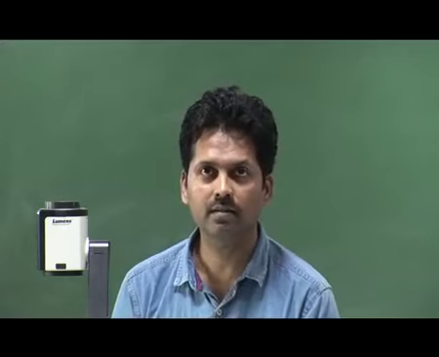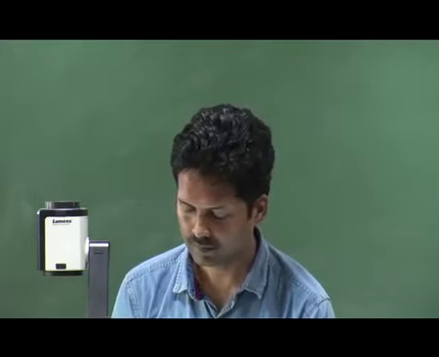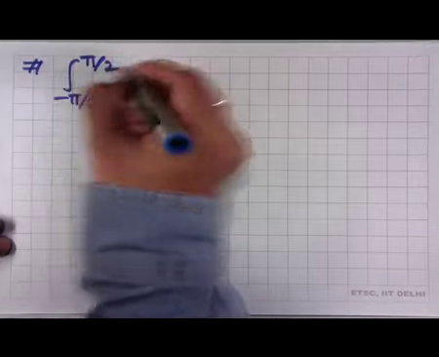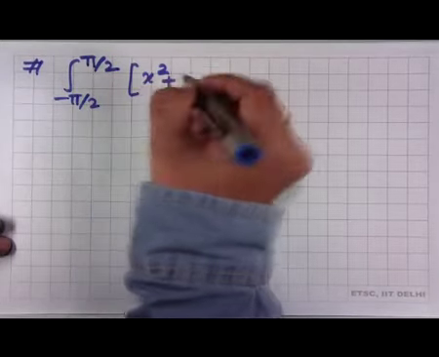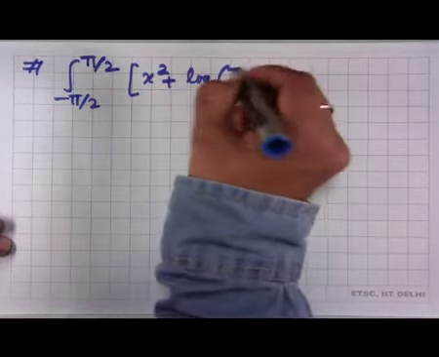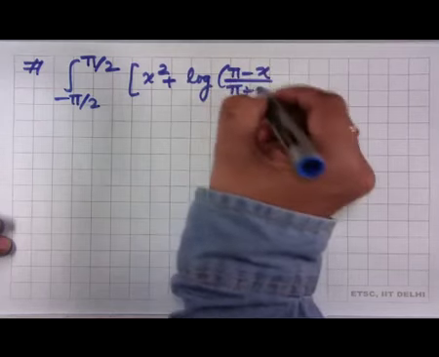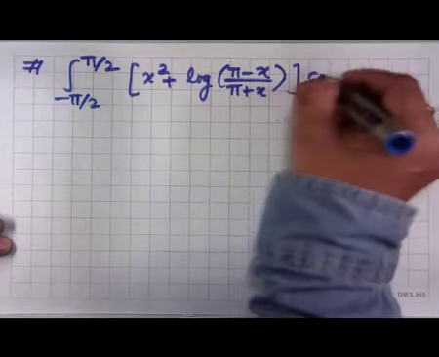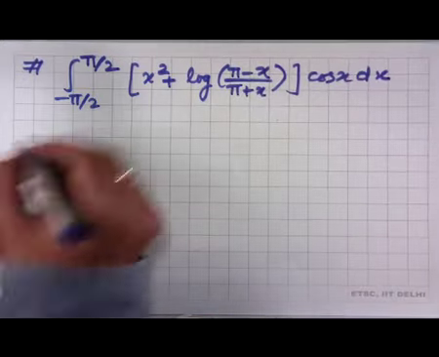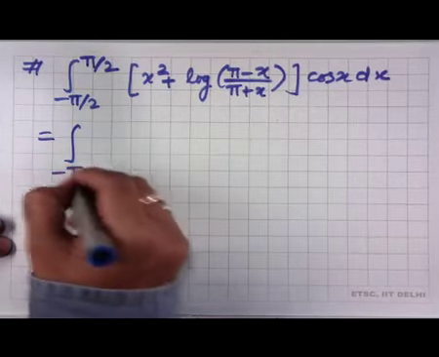Now let us take another example. The integral of x square plus log of (pi minus x) by (pi plus x) into cos x dx. So let us break it in two parts.